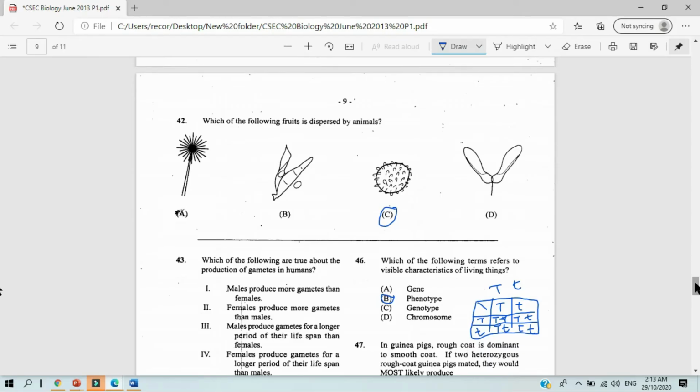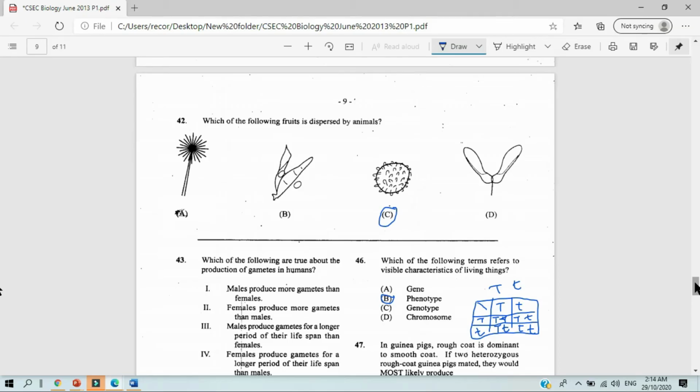Now, which of the following terms refer to visible characteristics of living things? Visible, what you can see. Now, from genetics, if we're talking about the lettering, that part that you can't see, that form that causes you to have the particular characteristic, is going to be the genotype. But that which you can see is going to be the phenotype. So you have brown eyes, dark skin, long hair, short hair, blue eyes, whatever. Phenotype is going to be your answer for 46. So the answer there is B.